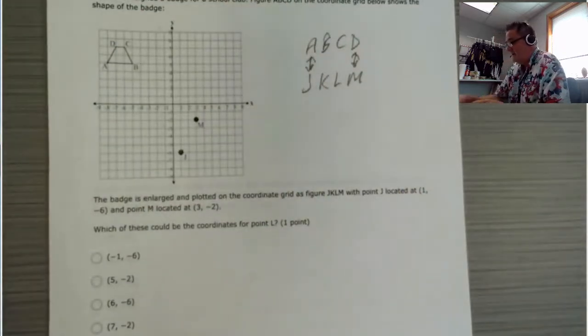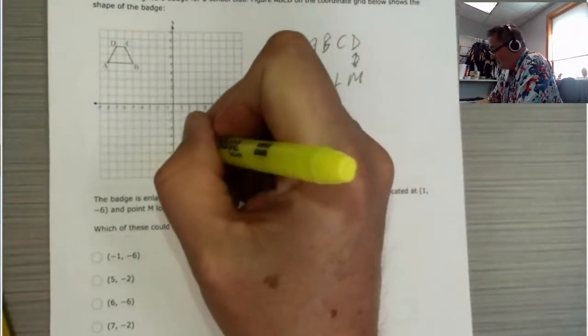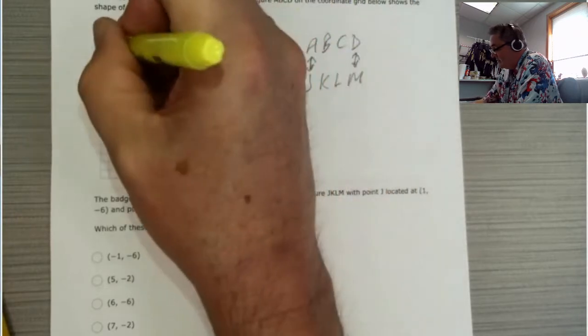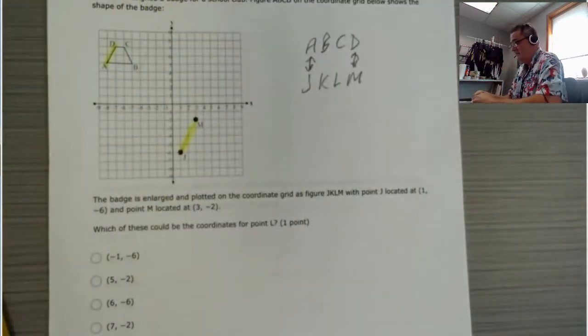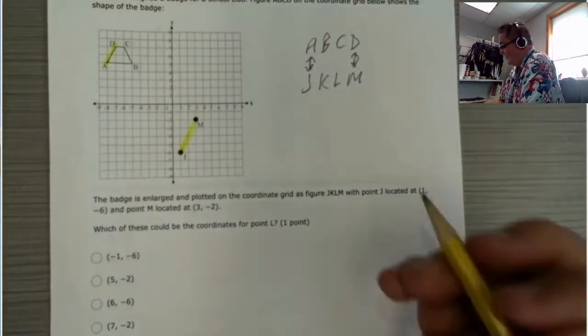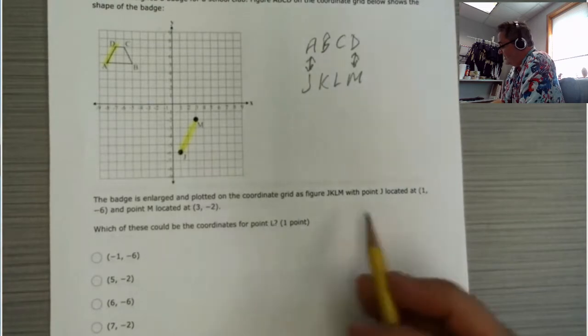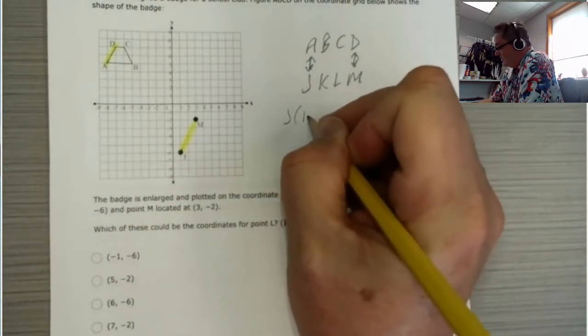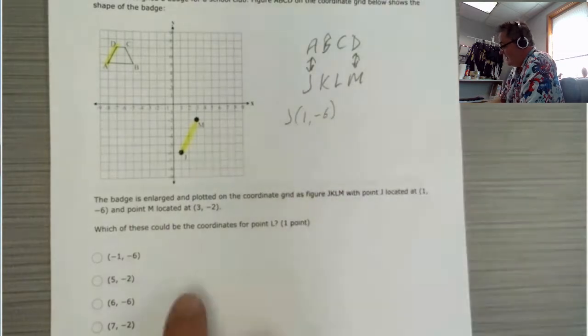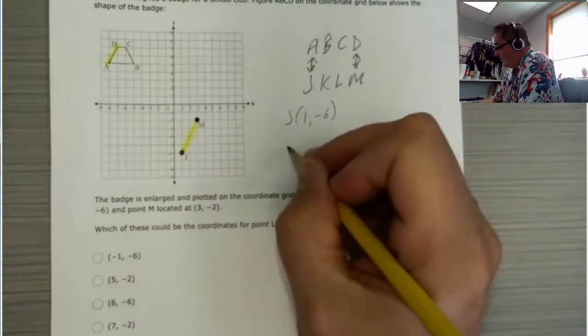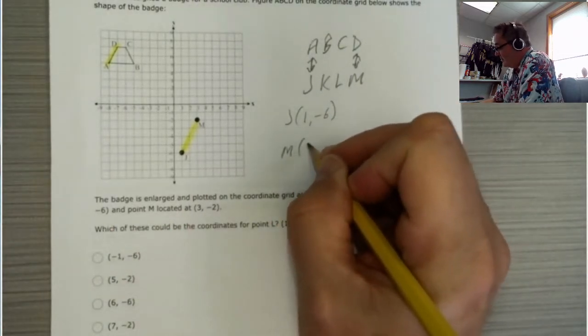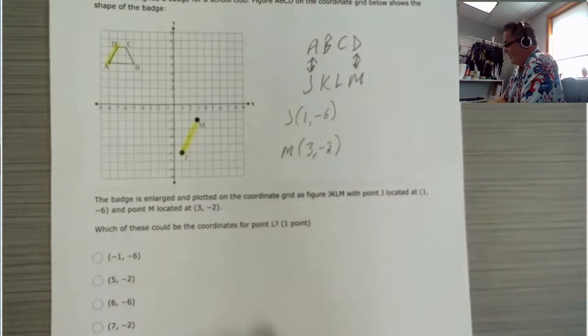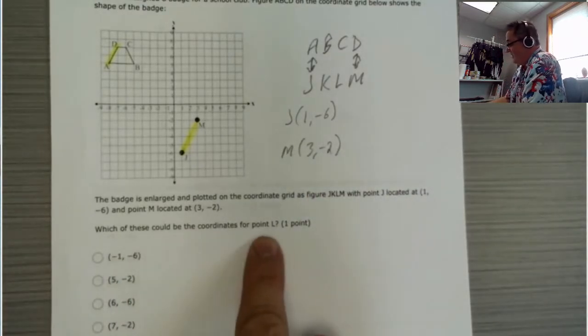Let me just highlight that. This would be the same as that. It looks like it, but verify. Good thing. All right. Point J is located at 1, -6. Yep. J is at 1, -6. And point M is at 3, -2. Which of these could be the coordinates for point L?